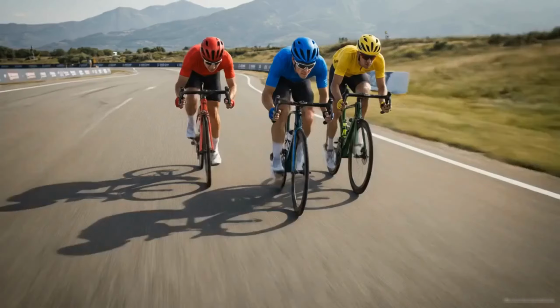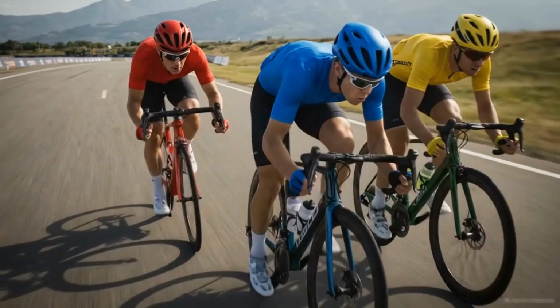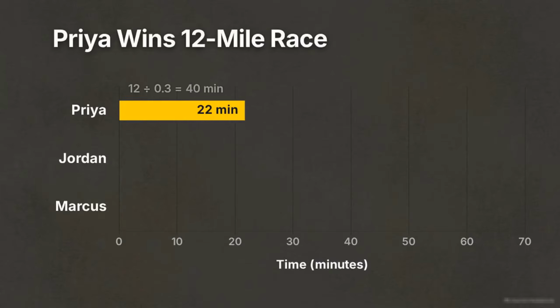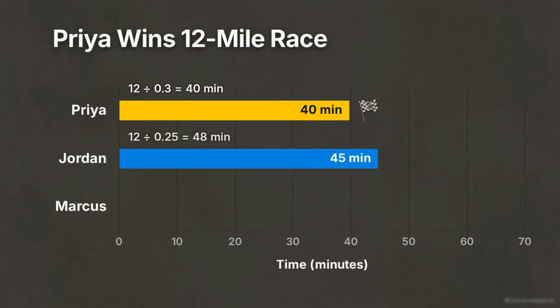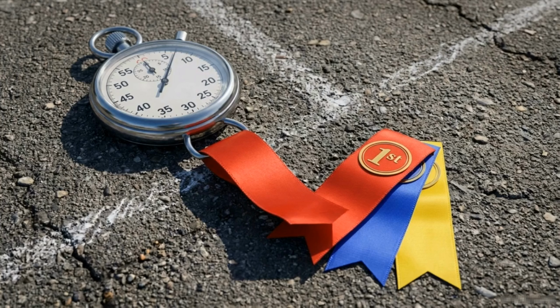So what does this look like in reality? If our track is exactly 12 miles long, we can find Priya's finish time by dividing that 12 miles by her unit rate of 0.3. She finishes the race in 40 minutes. Jordan divides his 12 miles by 0.25, finishing in 48 minutes. Marcus divides his by 0.2, crossing the line in 60 minutes. Priya's fractional advantage in unit rate means she wins by 8 to 20 full minutes.